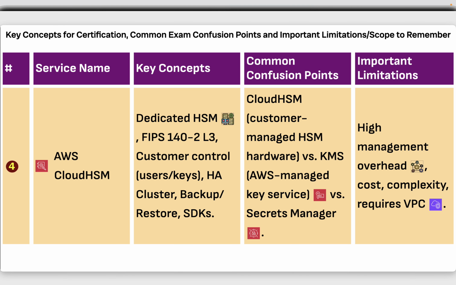Next, AWS CloudHSM. Key concepts are dedicated HSM, FIPS 140-2 Level 3, and customer control, users and keys. We have HA cluster, backup restore, and SDKs also available. Confusion can be between CloudHSM, which is customer managed HSM hardware, versus KMS, which is AWS managed key service, versus Secrets Manager. Limitations, high management overhead, cost, complexity, and it requires VPC.